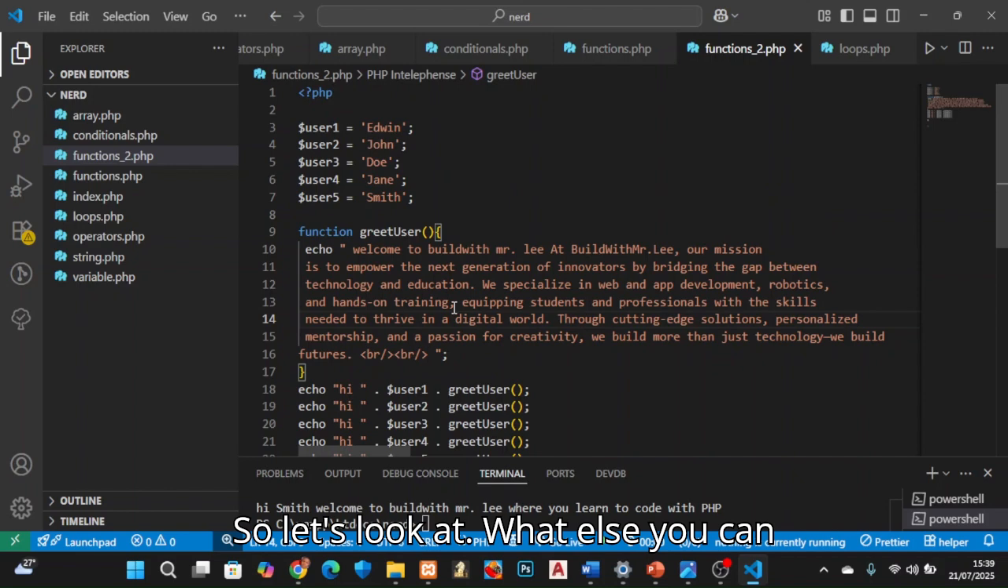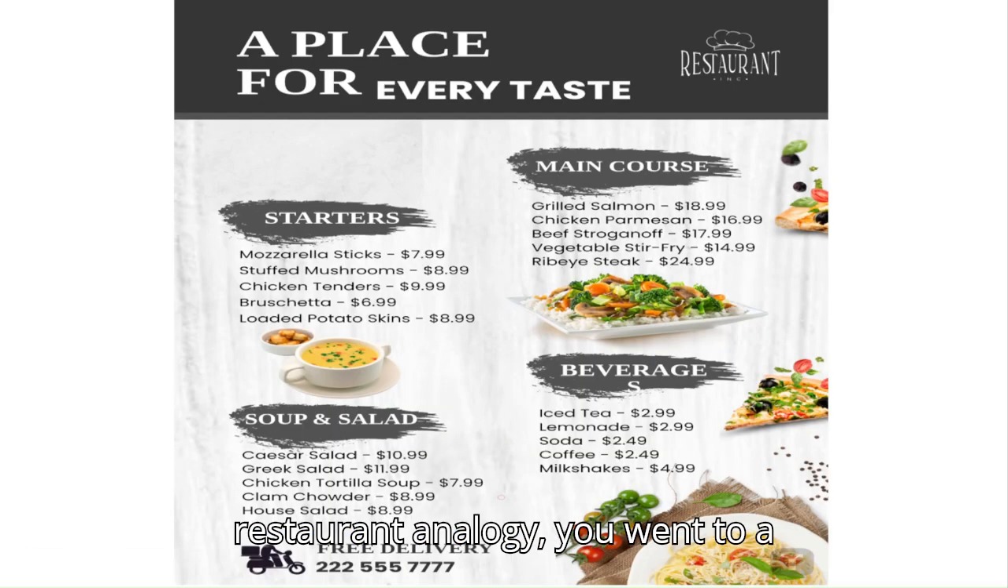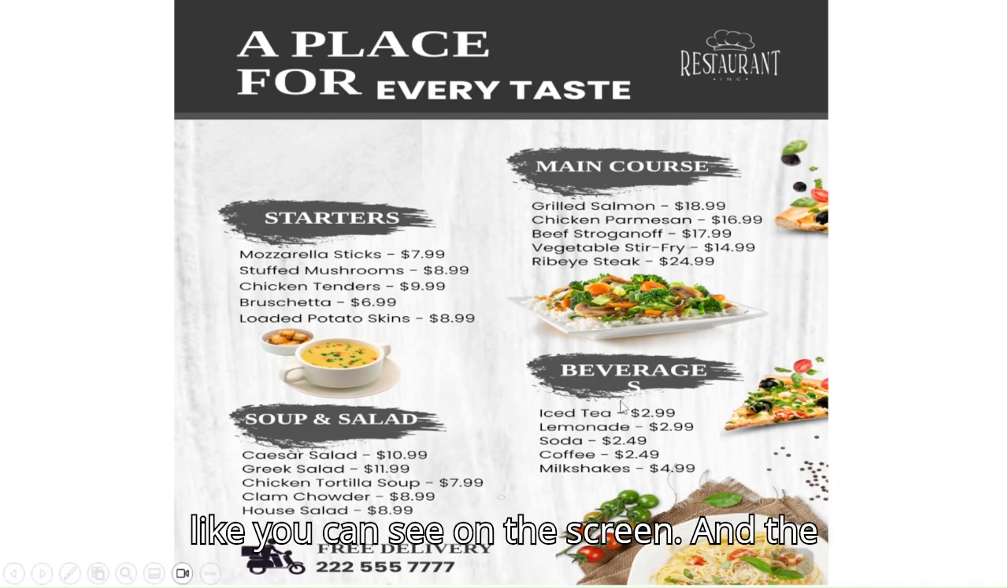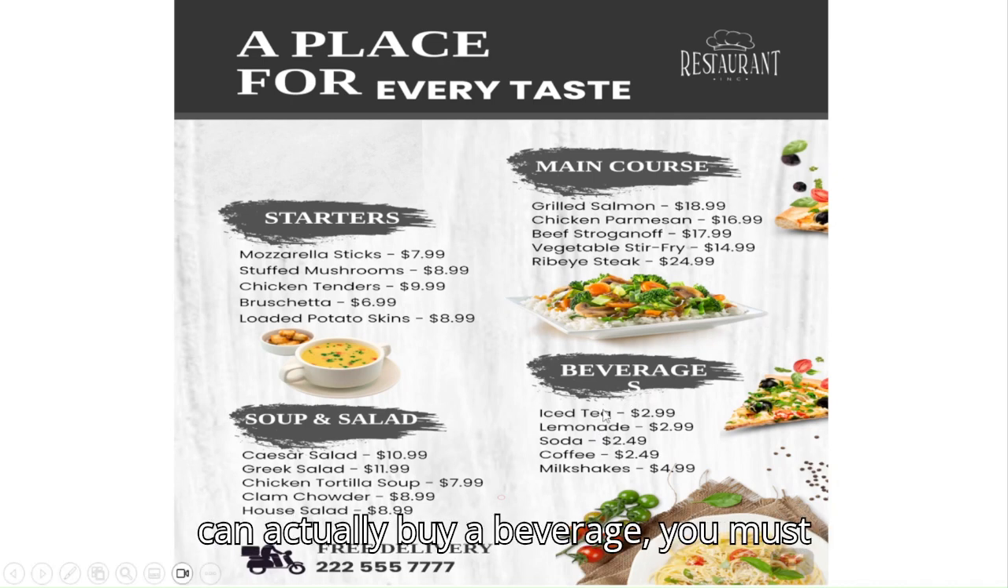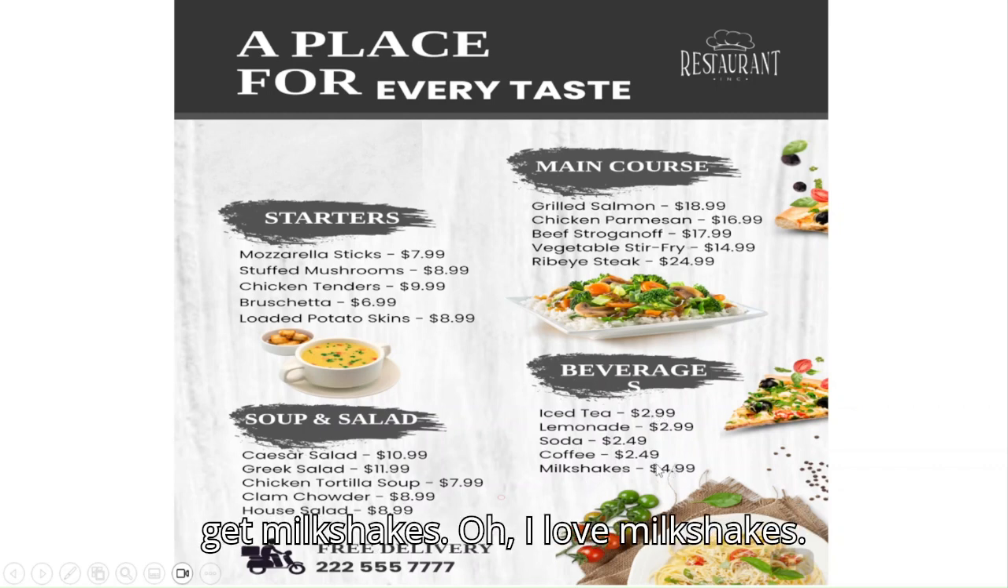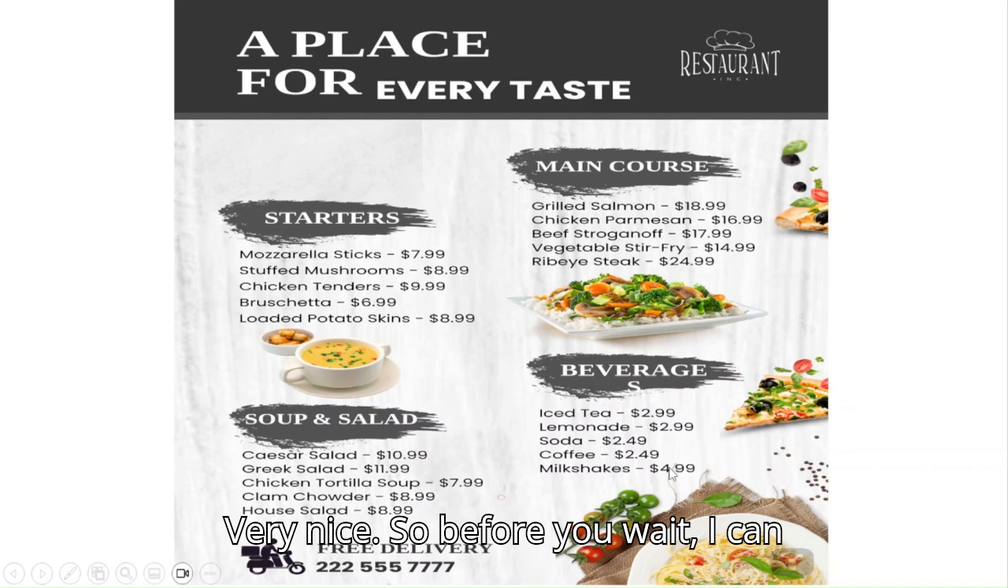So let's look at what else you can use a function for. You can use a function to take a parameter. So let's assume in our restaurant analogy, you went to a restaurant and you want to buy a beverage, like you can see on the screen. And the rule of the restaurant is that before you can buy a beverage, you must give them money. Let's say you want to get milkshakes. Oh, I love milkshakes. Very nice. I can actually bring milkshake for you.